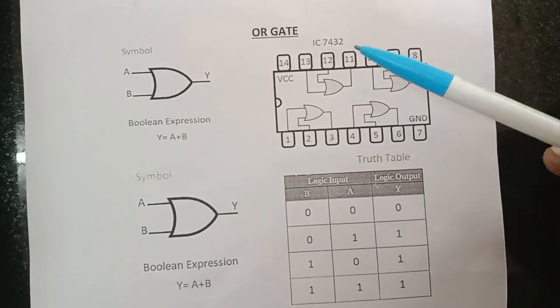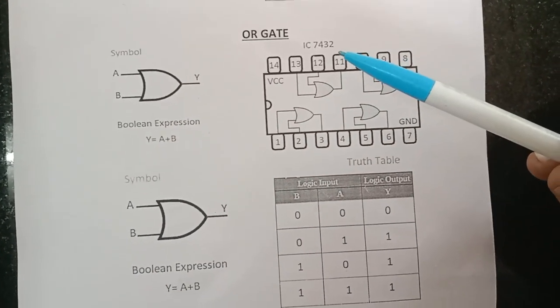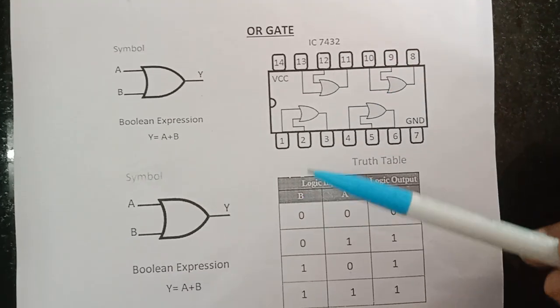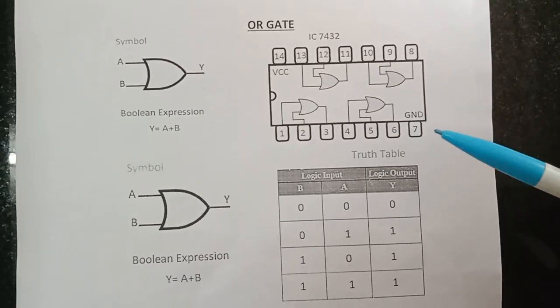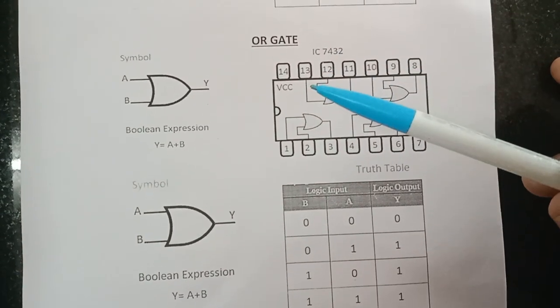Here we are using the IC 7432, which is also a 14 pin IC. Pins 1 and 2 are the inputs, 3 is the output, similarly 4 and 5 are the inputs, 6 is the output, the 7th pin is ground, and the 14th pin is VCC.